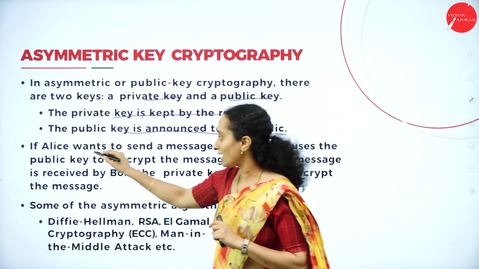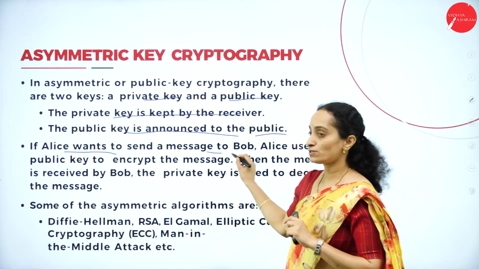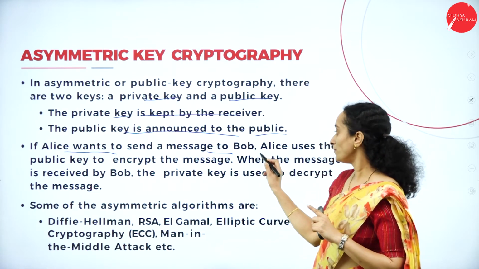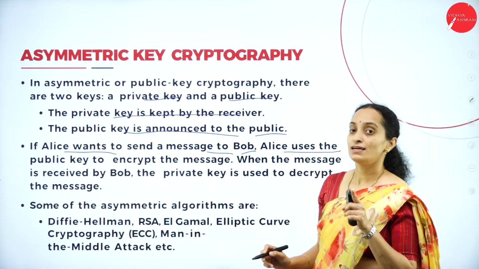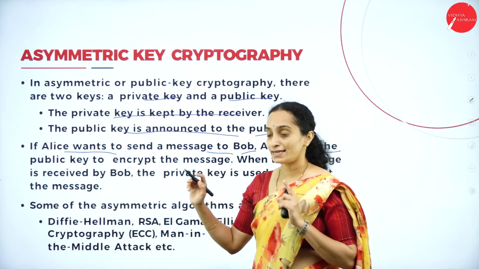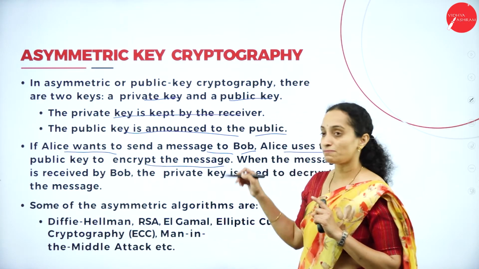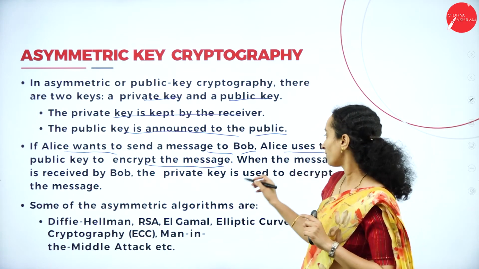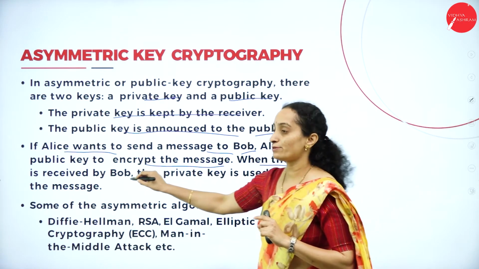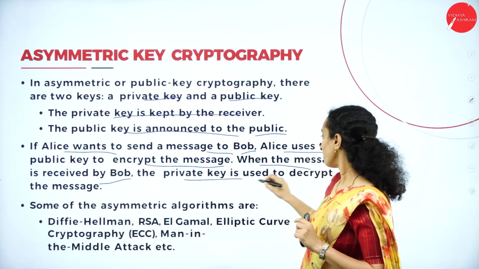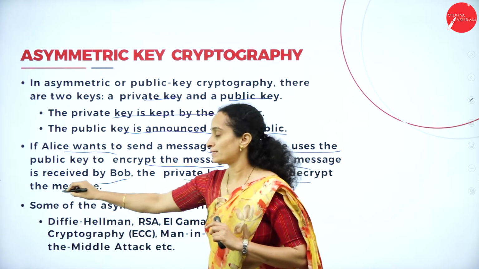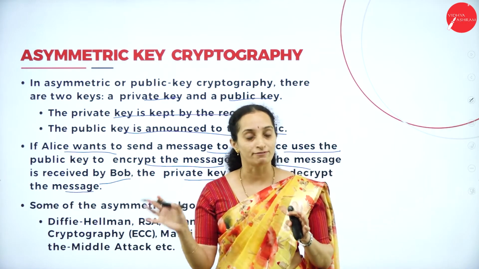Suppose Alice wants to send a message to Bob. Alice uses the public key. First, the sender uses the public key to encrypt the message. When the message is received by Bob, the private key is used to decrypt the message. The public key is available to everyone.